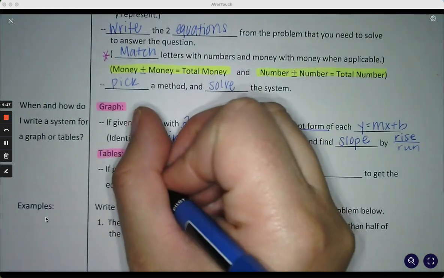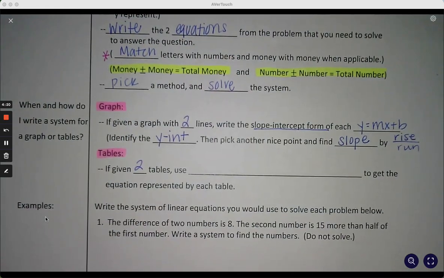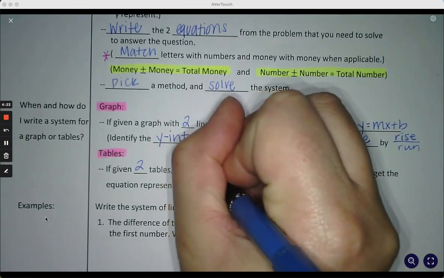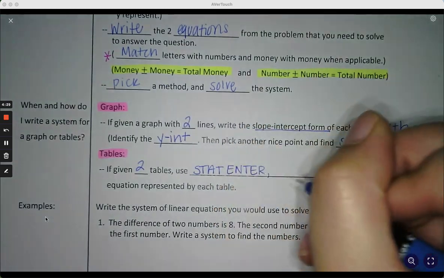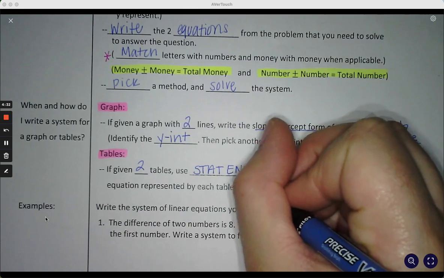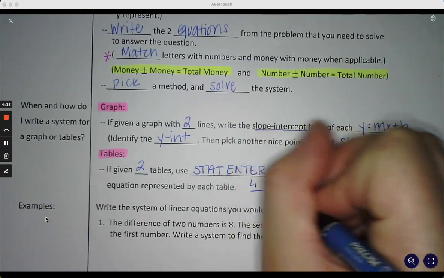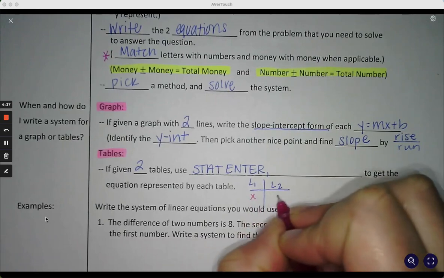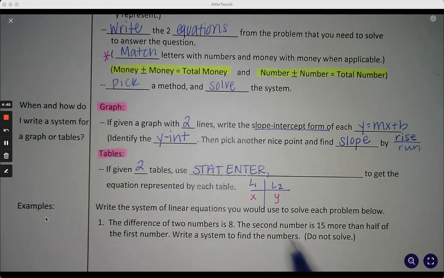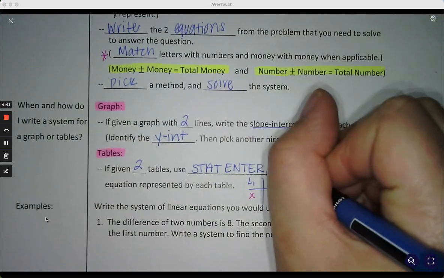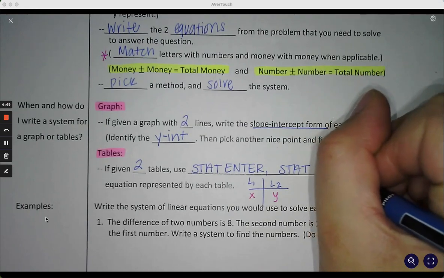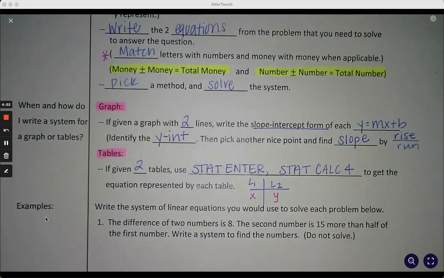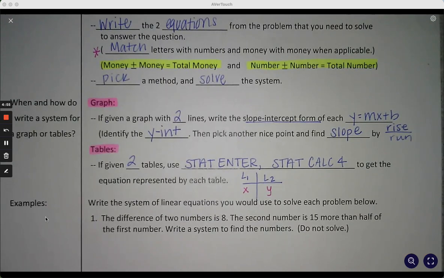If you're given a table, so if you're given two tables, this is where your calculator comes in handy. We're going to stat, enter. And this is where we have an L1 and an L2. So our x values go in L1, our y values go in L2. After we enter the values, we go back to stat, calc, and then we choose option 4. And it's going to tell me the exact equation of our line. Okay?